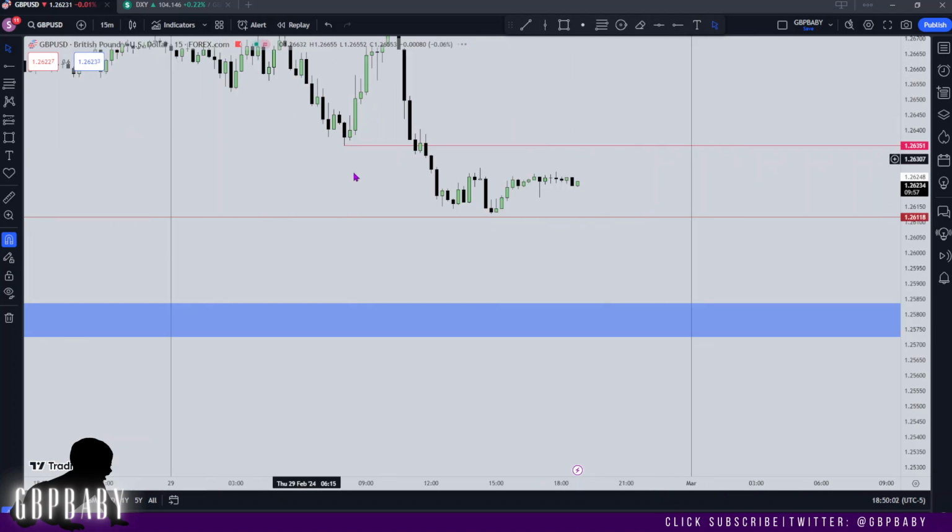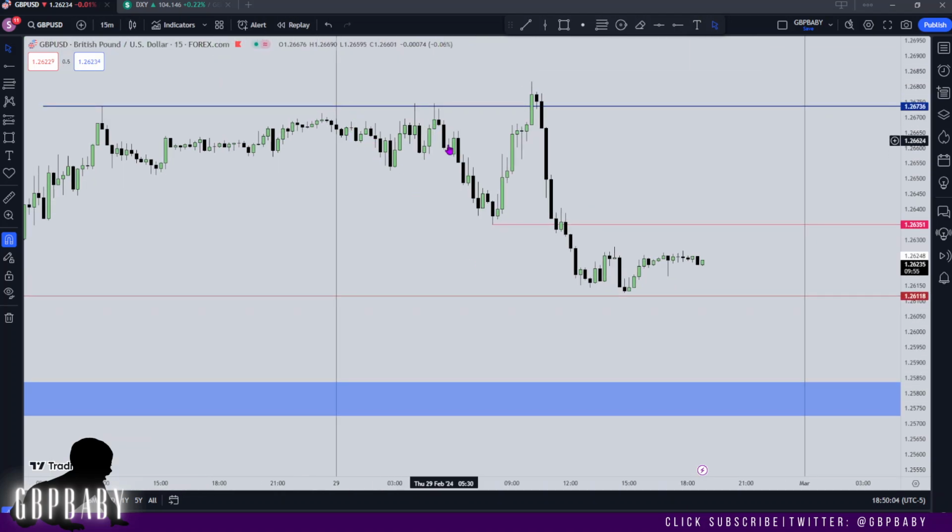Let's go to the 15-minute and have a better look at price. Again, consolidated, moved down during London. Moved down into New York, rallied, ran out buy stops before aggressively turning around and trading lower.